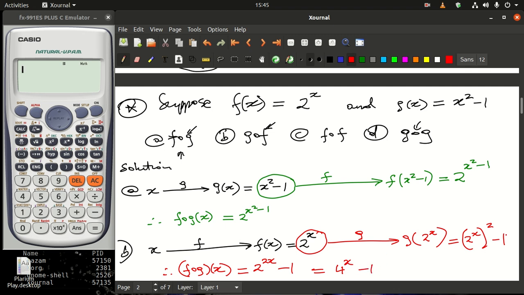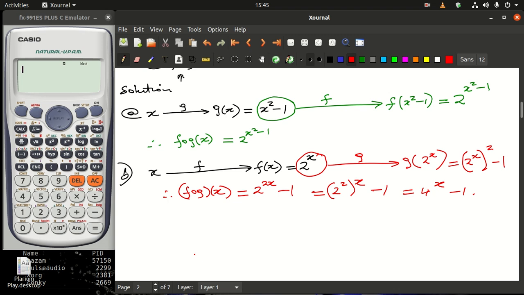But this one is enough, or you can go like that, because 2 to the power x, okay, let me fix this so that you can see. This is 2 to the power 2. You can switch these things around as long as this is defined. And then you have minus 1, and 2 to the power 2 is 4 to the power x minus 1. Now we are done with number B.